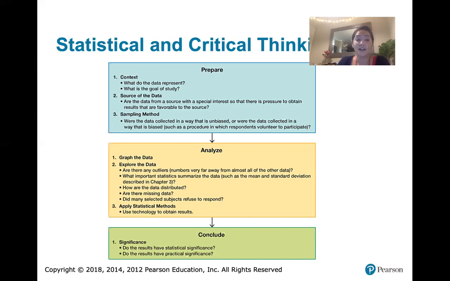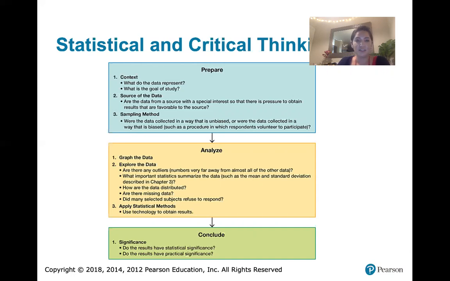And then we want to apply appropriate statistical methods. And usually we're going to use technology to obtain the results. We're going to do a little bit by hand, and then once we do a little bit by hand, we're going to use things like Excel to calculate the results that we're looking for.